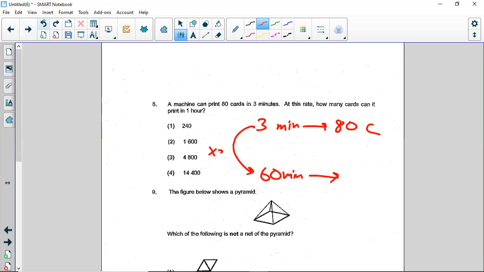So 3 times 20. And how do you get 20? You take 60 divided by 3. That's why 3 times 20 equals 60. And then the other side, you also times 20. Shortcut, 80 times 20, how many? 8 times 2, 16. And there are 2 zeros, so just put 2 zeros behind. So you have 1,600 cards, which is number 2. Okay, now question 9 is going to be very hard to explain.